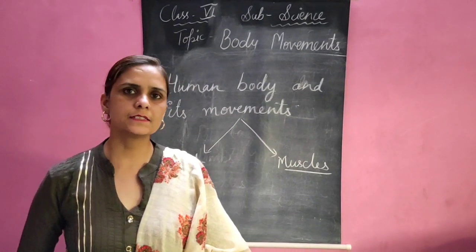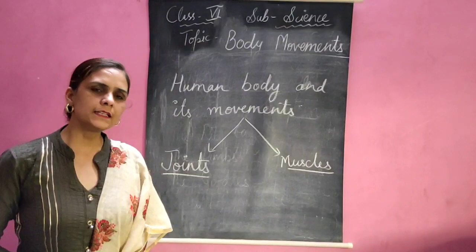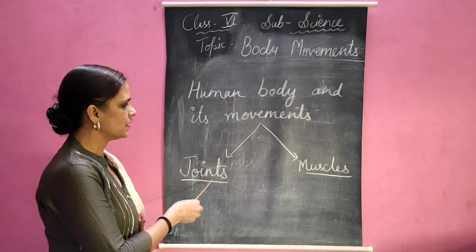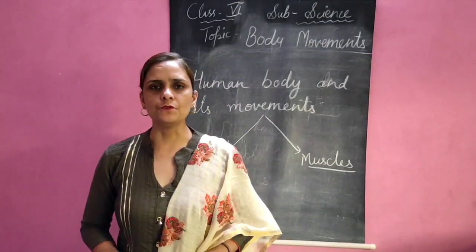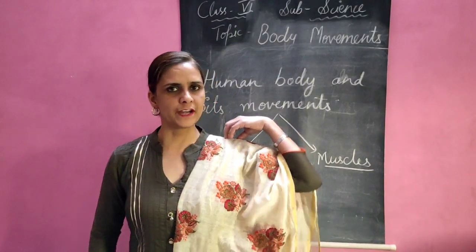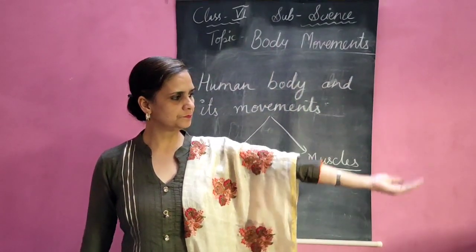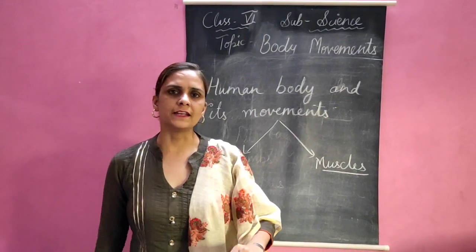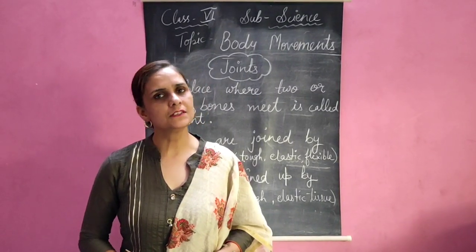Now children, let us discuss the human body and its movements. The movements in the human body are possible because of 2 important things. One is joints, another is muscles. Before we continue further, let us have a view of different types of movement that are possible in our body. Like you can rotate your shoulder, you can bend your arm, you can bend your neck partly, and to some extent you can bend your backbone. So we will begin with the joints.